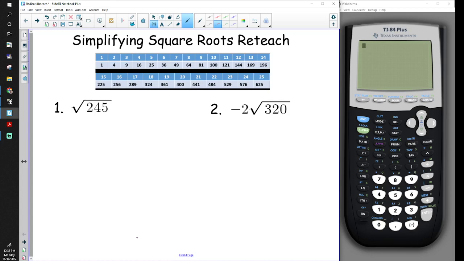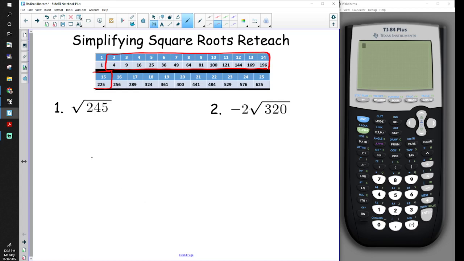This is not simplified. And the reason is, if you can divide the inside of your square root by any of your perfect squares, then it's not considered to be simplified. So there is a number up here in bold, or on your little cheat sheet, which is the last page of the packet, that you can divide 245 by. Now 245 is a pretty large number, and we can't divide it by any number bigger than it, so I'm just going to put a box around all of my bolded perfect squares that are less than 245.